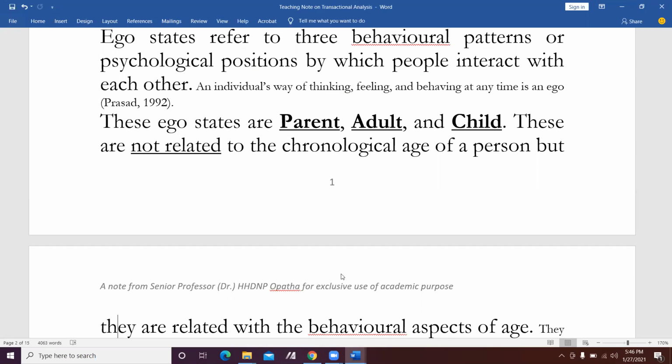These are not related to the chronological age of a person, but they are related with the behavioral aspects of age. So you have behavioral aspects of your age. I have behavioral aspects of my age. So therefore, within you, also within myself, there are 3 people living. There are 3 persons living within myself. Within myself, there is a parent. Within myself, there is an adult. Within myself, there is a child.